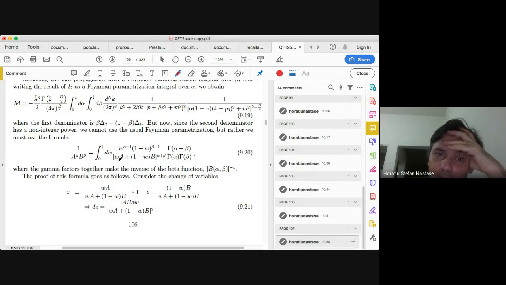And I also have something that depends on both a and b to the power alpha plus beta, but now it's a little bit more complicated, right? So now I have w to the power alpha minus 1 and 1 minus w to the power beta minus 1. And in here, I still have the same thing as we had before in the usual Feynman parameterization, I still have wA plus (1 minus w)B.